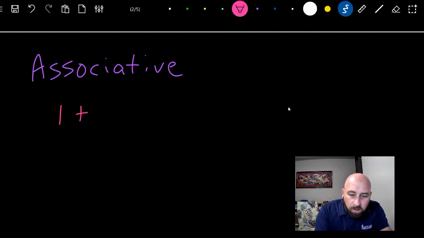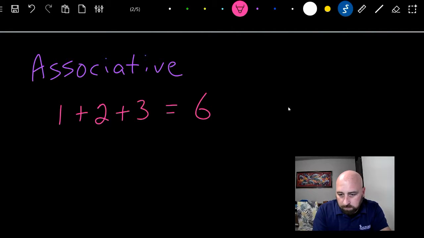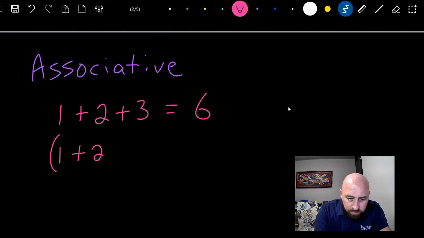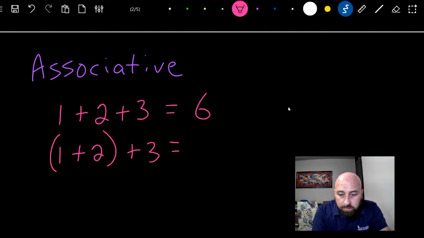If I have 1 plus 2 plus 3, that equals 6. If I have 1 plus 2 grouped together plus 3, what does that equal? Well, we have to do that first, right? What's that? Because it's in parentheses. So that's 3. 3 plus 3 is 6.